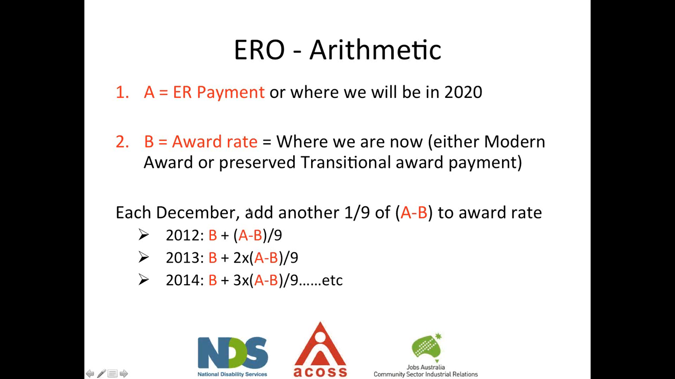And the way you do the calculation is where we will be in 2020, taken away from where we are now, divide that difference by 1/9 and add it to where you are now.